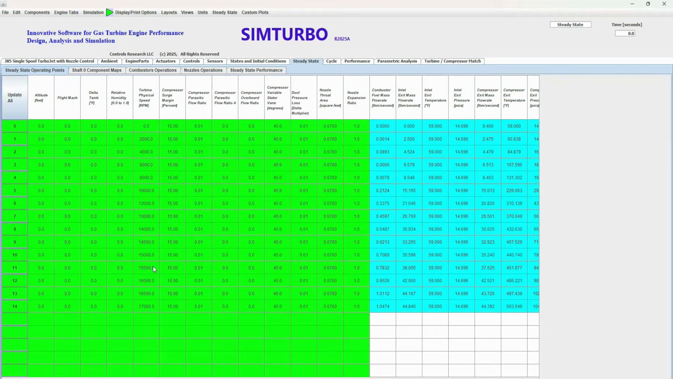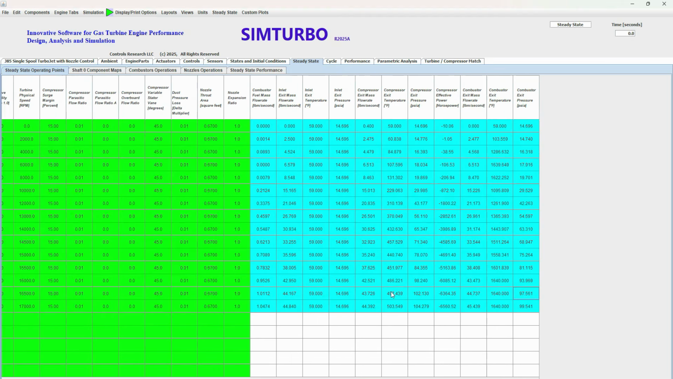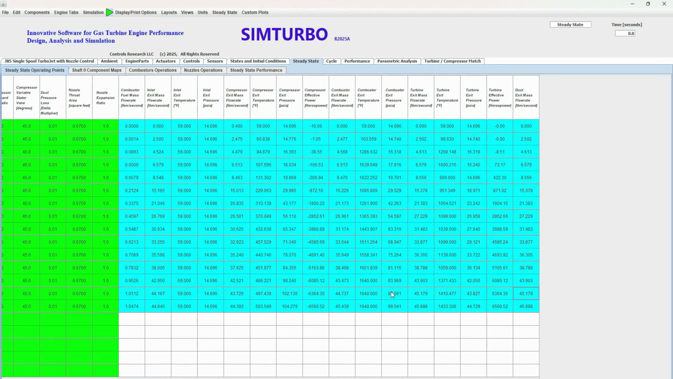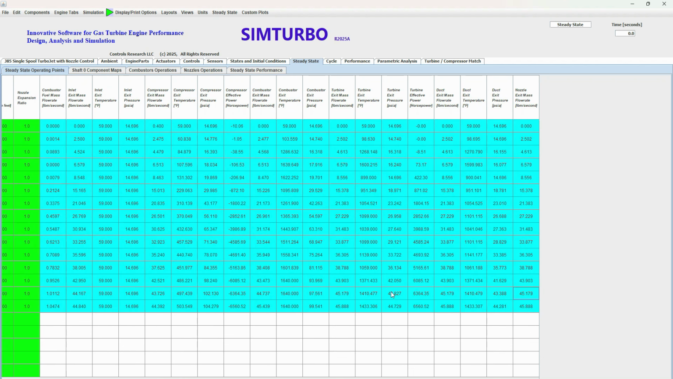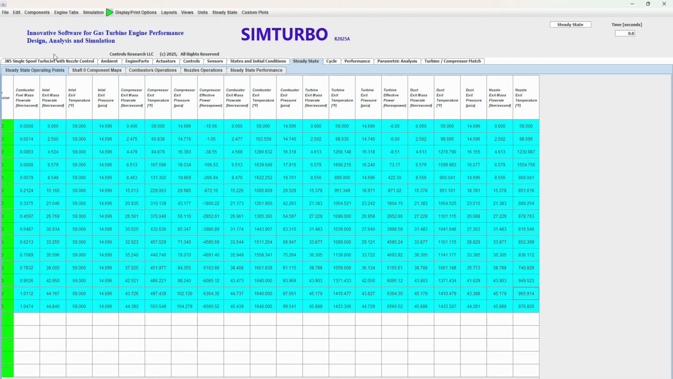This tab shows a table of steady-state operating conditions. In the green are the input parameters, such as ambient, engine shaft speed, design surge margin, and engine system settings, such as compressor parasitic flows, stator vane settings, nozzle settings, etc. In the blue are the calculated outputs, including combustor fuel mass flow rate, exit temperature, pressure, and flow rate for each engine component. Also calculated are the effective powers of the compressor and turbine. It is shown that the effective powers are balanced for each steady-state operating point.